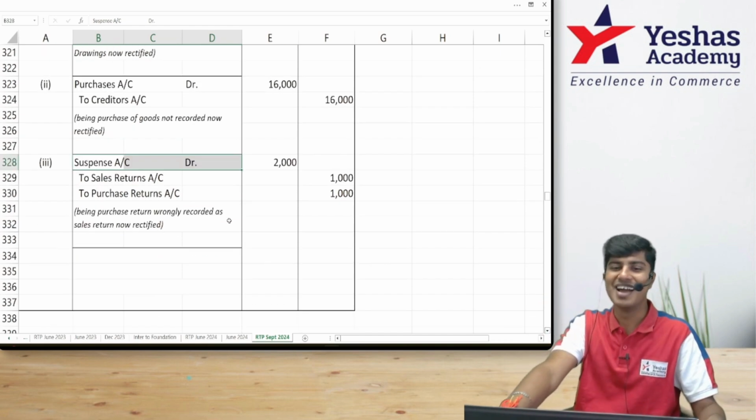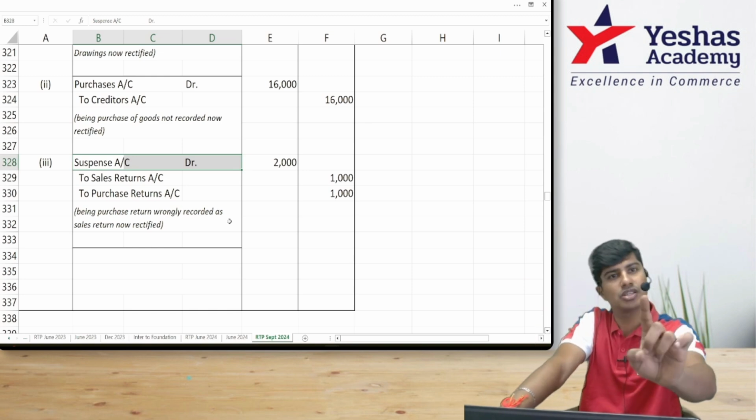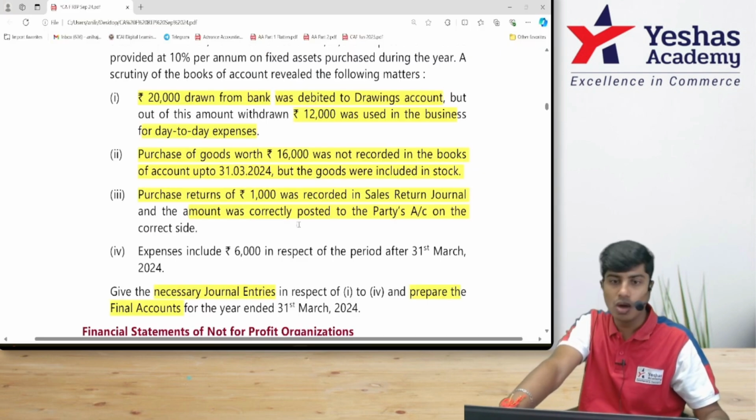Oh, really? Okay. Now did you understand this error? There is no mistake in the party account here. The error is only in the purchase return, sales return book. So I am writing it as suspense. Okay. What is after that?